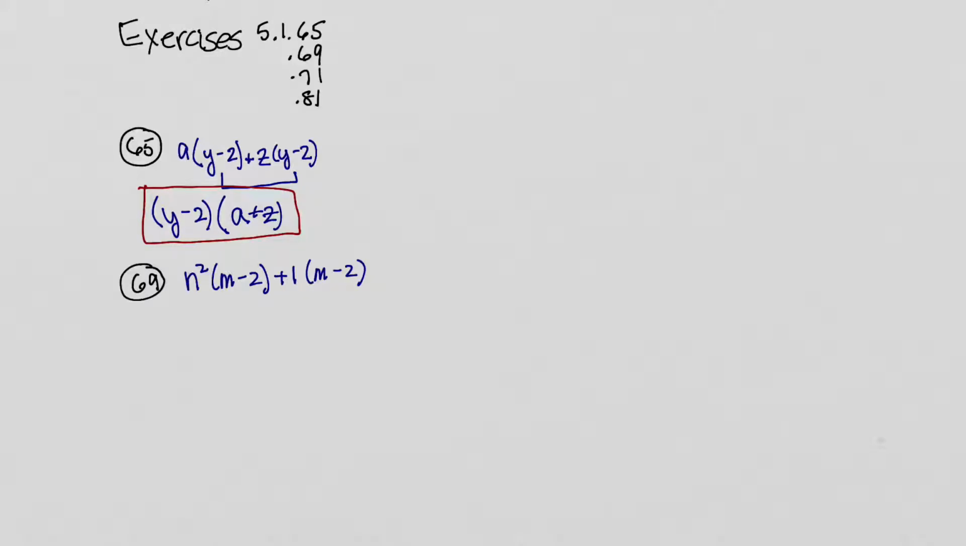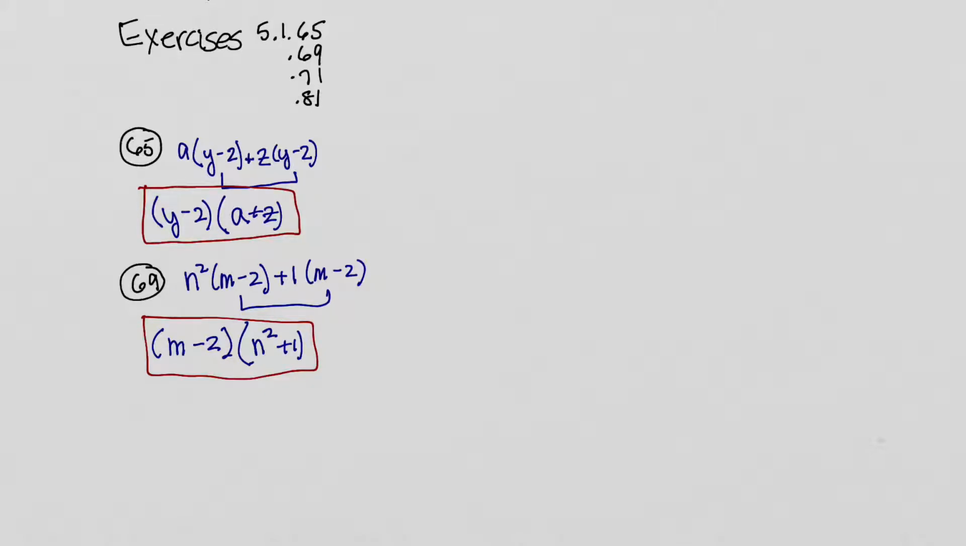Problem number 69 asks us to factor this two-term expression. Now you can see what's common here is that m minus 2. So we're going to be taking out that m minus 2, and if we do, again I'm going to use parentheses because there's more than one term, so I have to capture all of it. So I'll take out that m minus 2, and what's left? Well, in the first term, if you take out that m minus 2, what's left is that n squared. So I'll have n squared. And over in this last term, if you take out that m minus 2, what's left is that plus 1. And there's our factored form. So we'll claim that it is now factored.